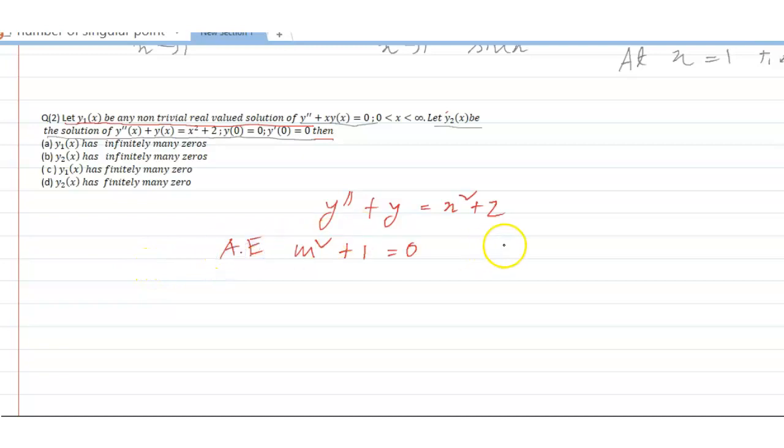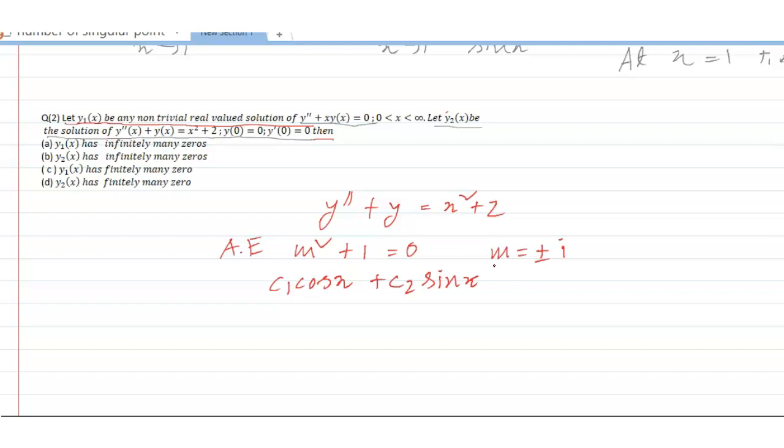So the auxiliary equation is m square plus 1 equals to 0. The value is m equals to plus minus i. So the complementary function is c1 cos x plus c2 sin x.